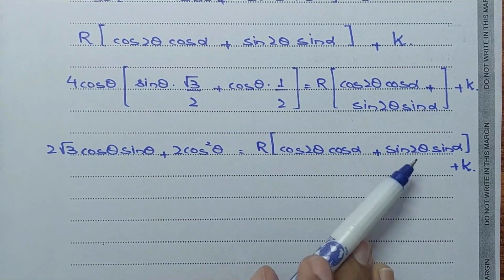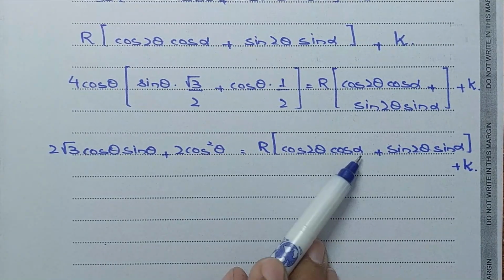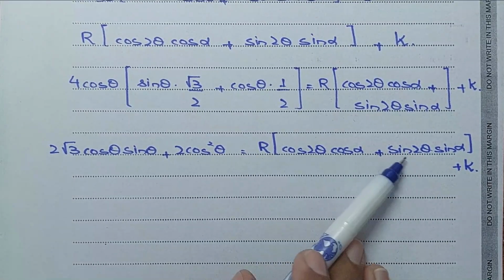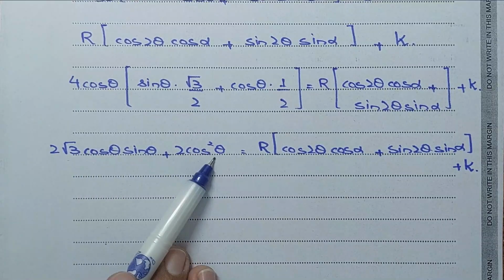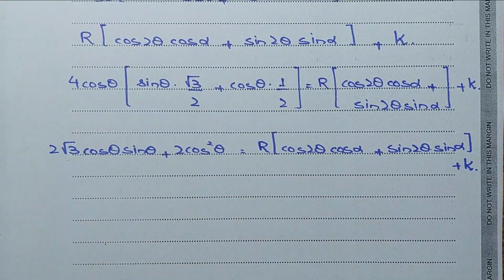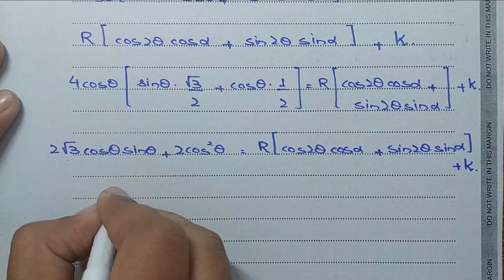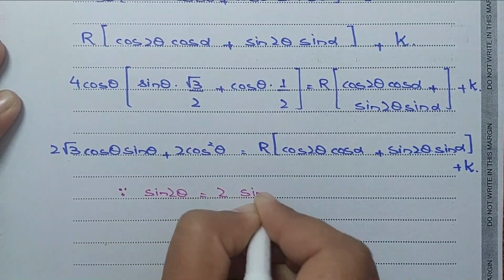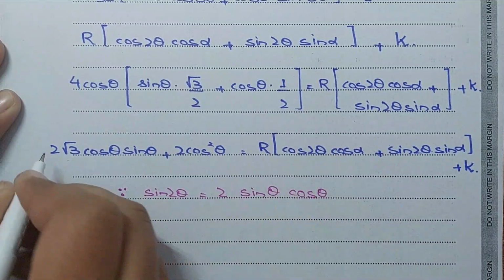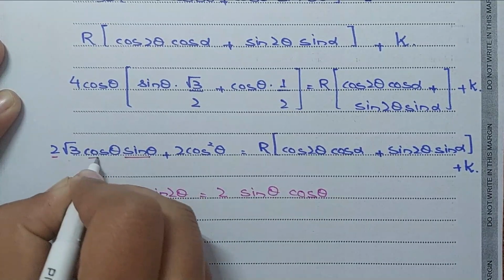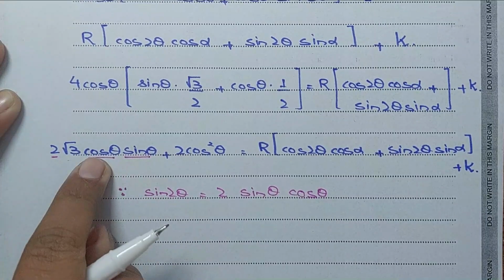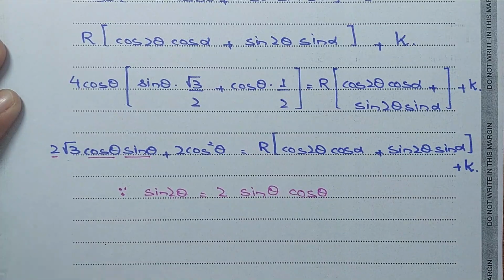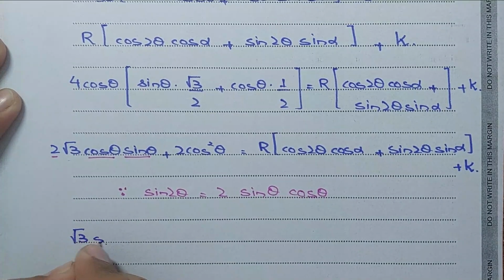We have cos 2 theta and sine 2 theta, because we need to solve for alpha, r, and k. So we need to compare the coefficients of cos 2 theta and sine 2 theta. But there is no cos 2 theta and sine 2 theta, so we have to convert it into that form. What is the formula for sine 2 theta? Sine 2 theta is 2 sine theta cos theta. We can make 2 sine theta cos theta, this term, as sine 2 theta with square root of 3. Yes, we can do this. Square root of 3 and sine 2 theta.